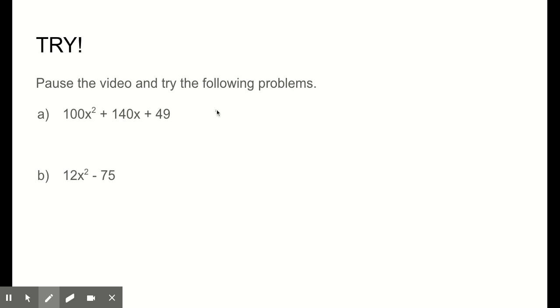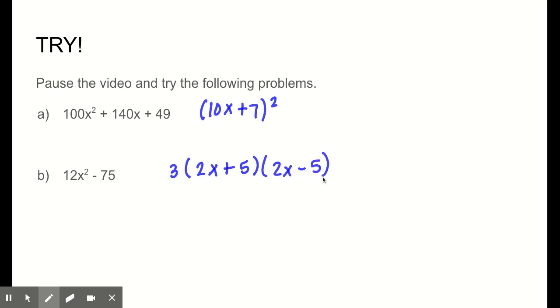All right, so for A, after you factor that down, you should get 10x plus 7 to the second power. And for part B, you should get 3 times 2x plus 5 times 2x minus 5. And that is factoring with special cases. Don't forget to have a toolbox, and don't forget to answer your essential question.